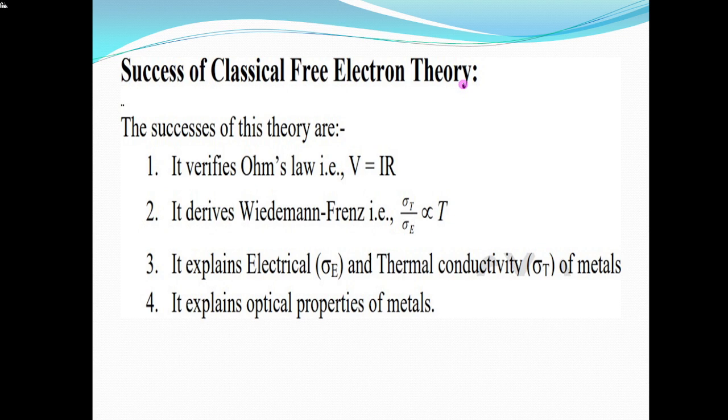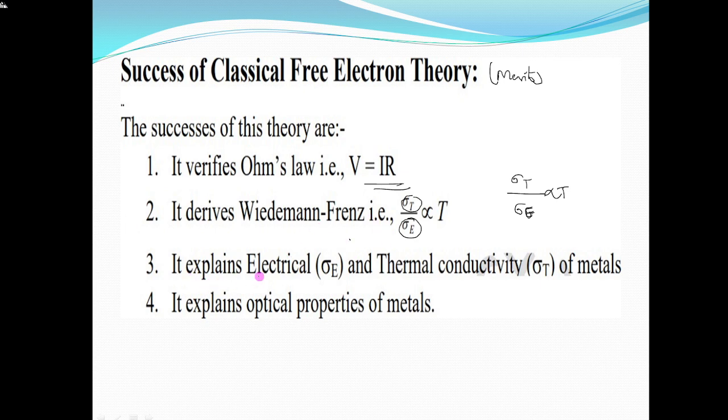Okay, now we'll see the success of classical free electron theory, means the merits of classical free electron theory. What are the merits? It can verify Ohm's law. So V is equal to IR, it can verify. Next, it can derive the Wiedemann-Franz law, means it gives the relation between thermal conductivity and electrical conductivity. So thermal conductivity sigma T divided by electrical conductivity sigma E is directly proportional to T. This law is given by classical free electron theory.